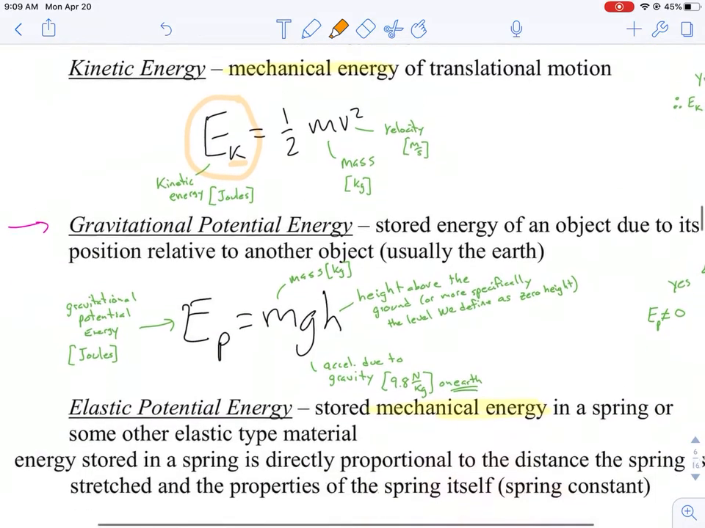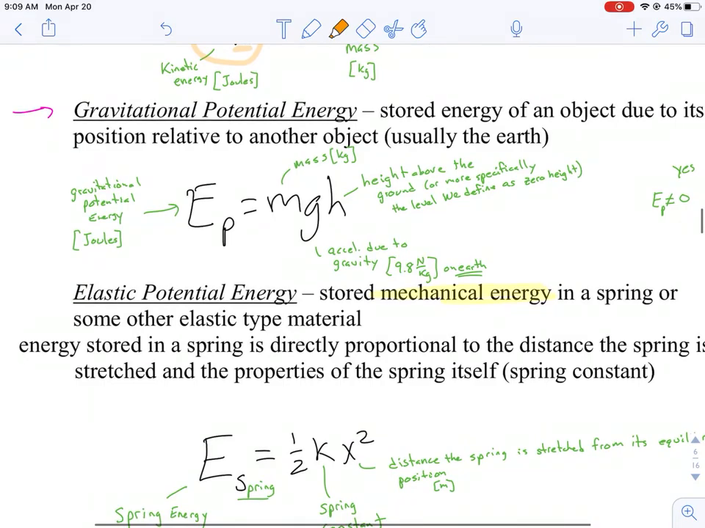The next type is gravitational potential energy, and basically this is mass times gravity times height, and by height here we're referencing some level that we define as our zero height. Typically we call this the ground, but again, that could be any level that we really define. It's sometimes what's convenient in a problem.